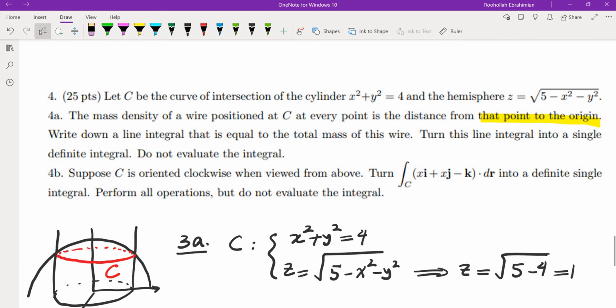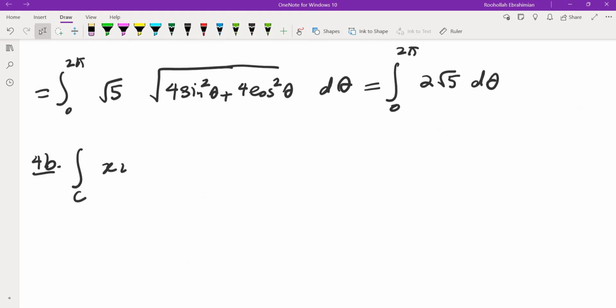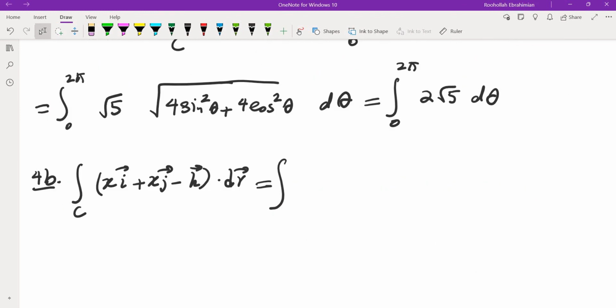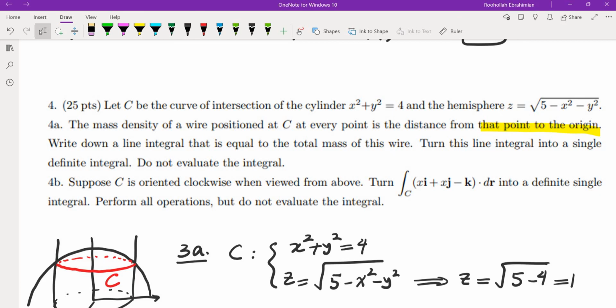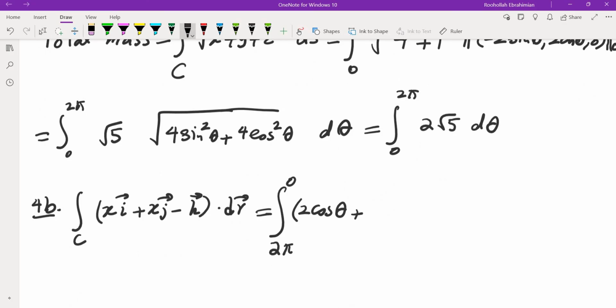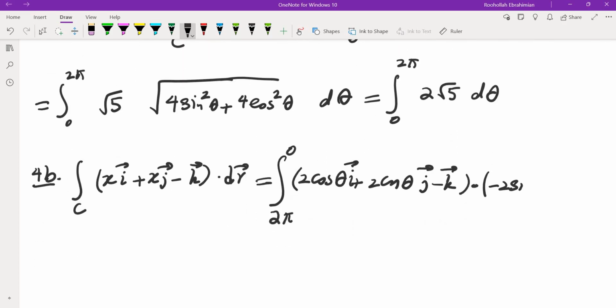The second part of the problem is asking us to find a line integral of a vector field when C is oriented clockwise when viewed from above. Okay, so the line integral of x i plus x j minus k dot dr. Because the orientation is clockwise when viewed from above, theta would go from 2 pi to 0. So they said perform all operations but do not evaluate the integral. So what is x? x is 2 cosine theta. We already did the parametrization. And so we can put it here, 2 cosine theta i plus 2 cosine theta j minus k dotted with the derivative, which is minus 2 sine theta, 2 cosine theta, 0, d theta.